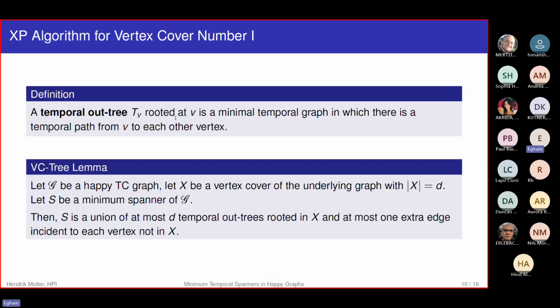The spanner is essentially composed of D temporal out trees, each of which is rooted at one of the vertex cover vertices, and then at most one extra edge for each of the vertices in the independent set that are not in the vertex cover. And what I would like to do is to prove this lemma, and from that, the algorithm follows almost immediately. Okay, so how can we see that this makes sense?